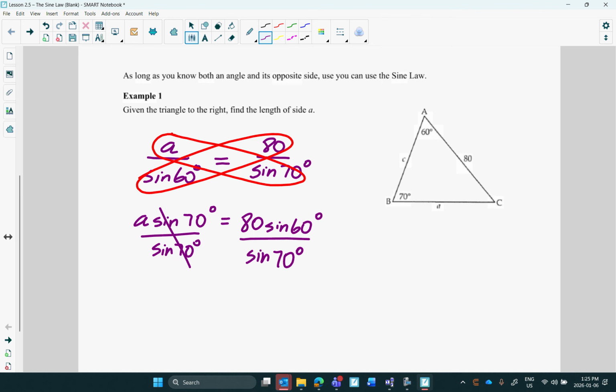Making sure that I'm in the right mode, degree mode. So we would do 80 times the sine of 60, get that answer, and then divide by the sine of 70. And it doesn't say what to round to, so I'll go one decimal place. If you do calculations correctly, you should get 73.7.